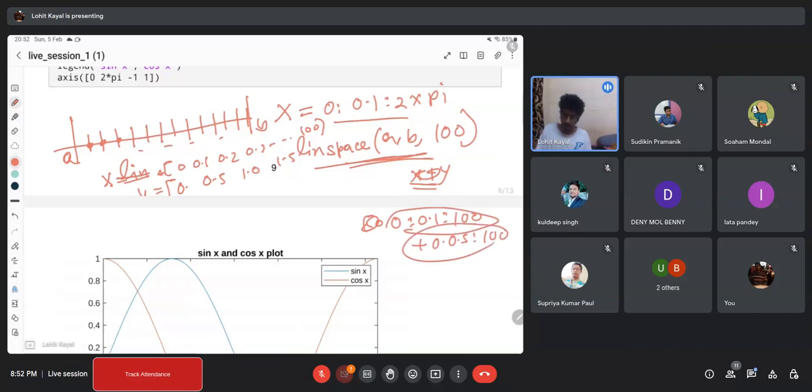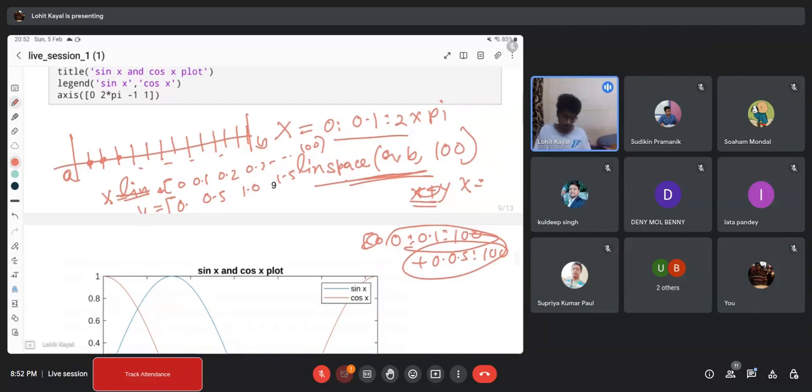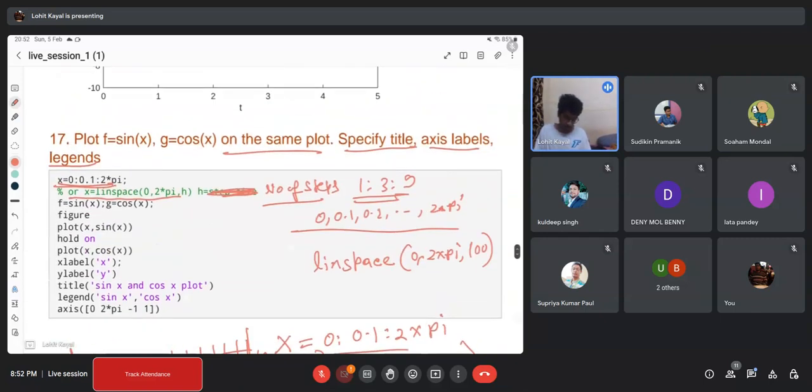But we define the variable name to simplify our calculation, right? In algebra, we always specify some variable because it simplifies our calculation. The same thing applies in MATLAB. If you write x equal to linspace 0 comma 2 star pi comma 100, it will store the values in x.